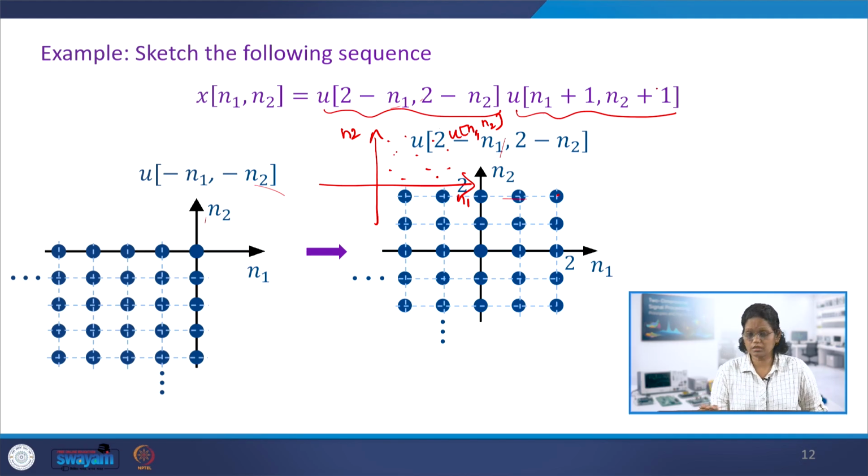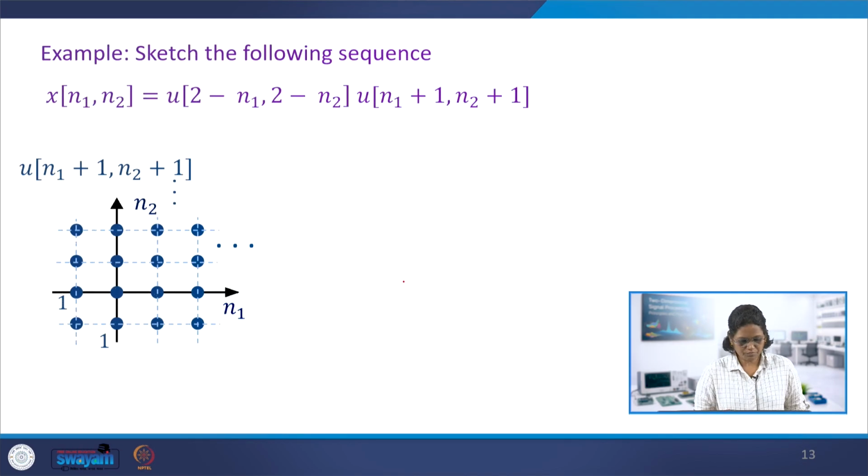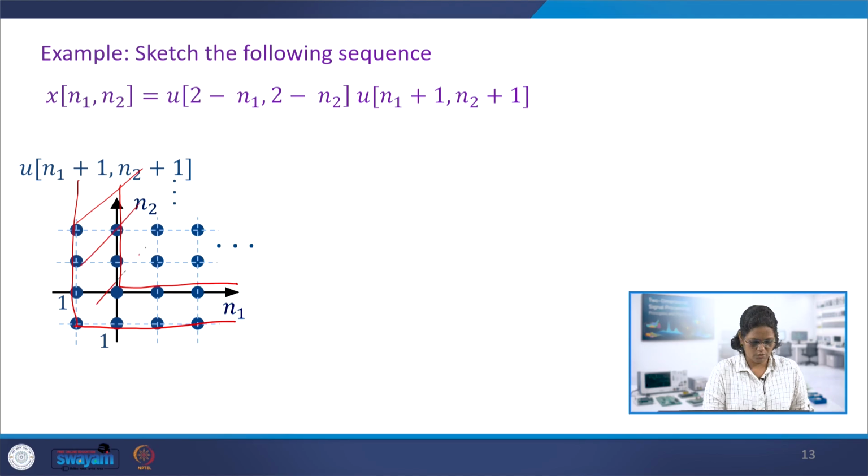And what about this u of n1 plus 1 and n2 plus 1? Here the sequence is shifted by plus 1 and plus 1. So n1 is advanced, and here also n2 is advanced by one sample. Instead of having the step in this portion, as in the case of u of n1 comma n2, it is now shifted by plus 1 and plus 1, moving this shape to here. So now this is the sequence representing u of n1 plus 1, n2 plus 1 shifted.